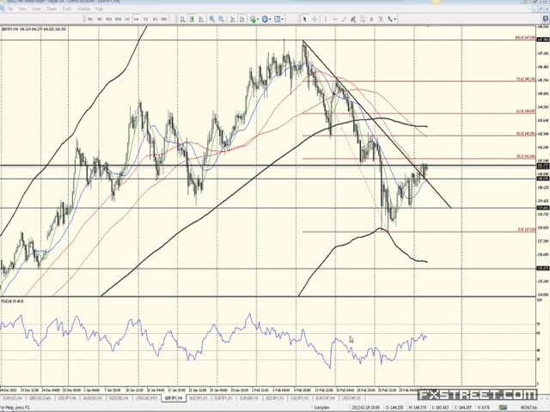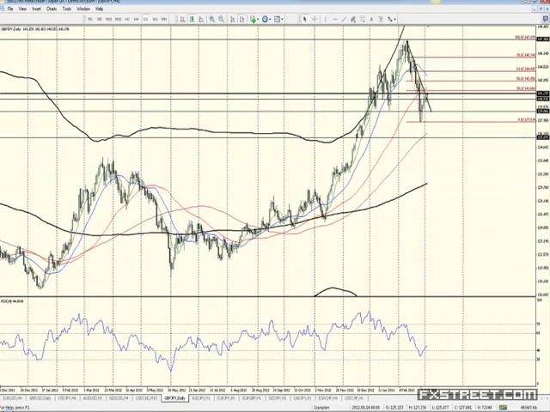For example, pound yen here broke above 141, broke above this falling trend line, and to me that kind of neutralizes the February trend, which was bearish. If you look at the daily chart, you see that this swing here in February was pretty strong. It broke below the previous consolidation area.